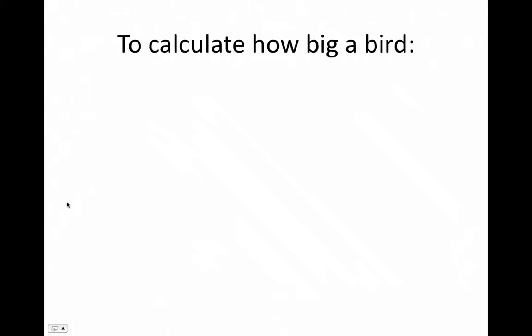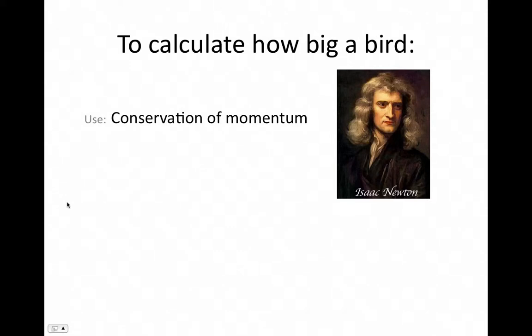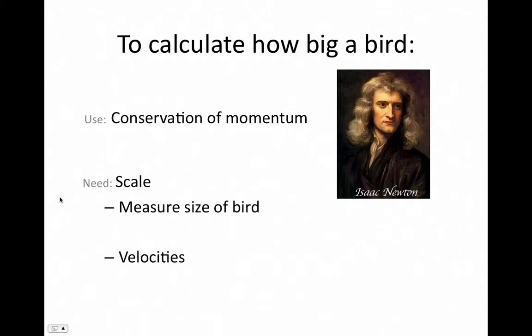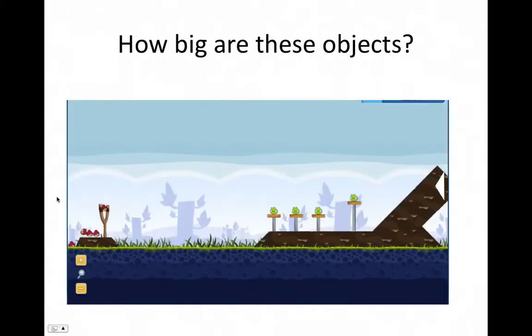Okay, so to calculate how big a bird is, we're going to use conservation of momentum, which was put forward by Isaac Newton. We're going to need scale. We need to measure the size of an Angry Bird, and also velocities, which are how fast things move. So how big are these objects? How big is Red? How much does the cement and this wood weigh for it to be knocked down?